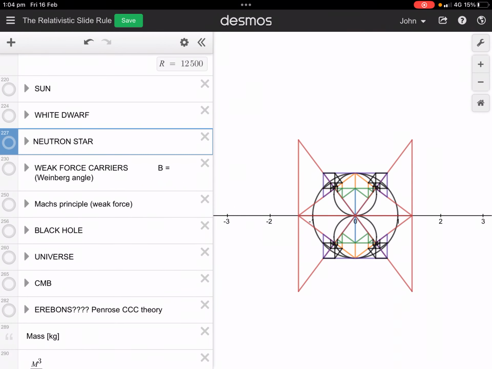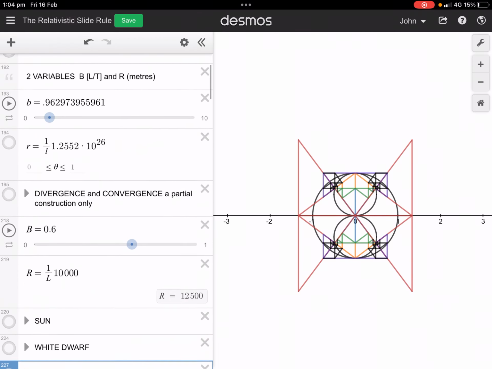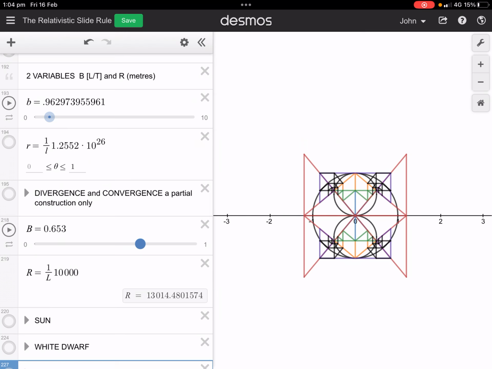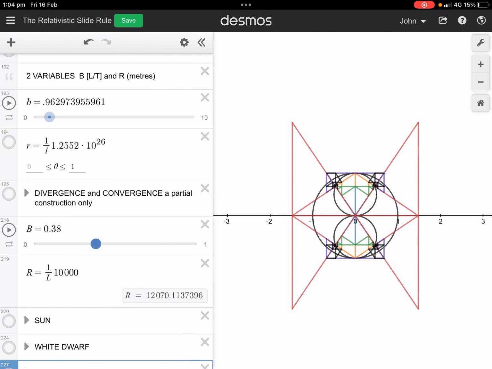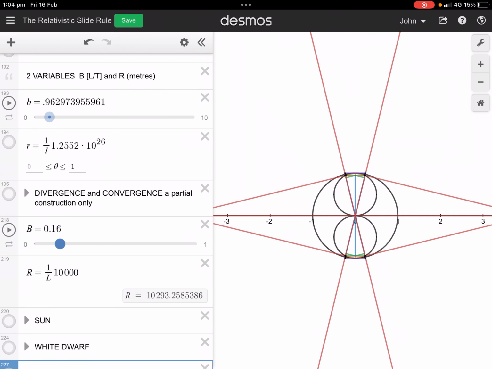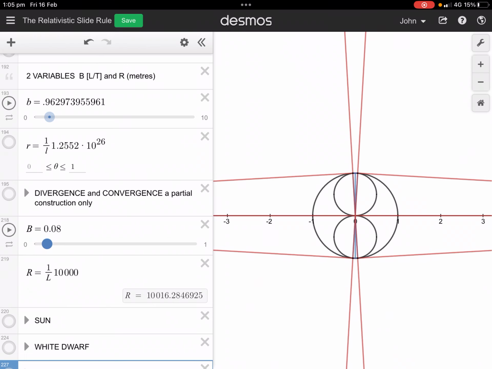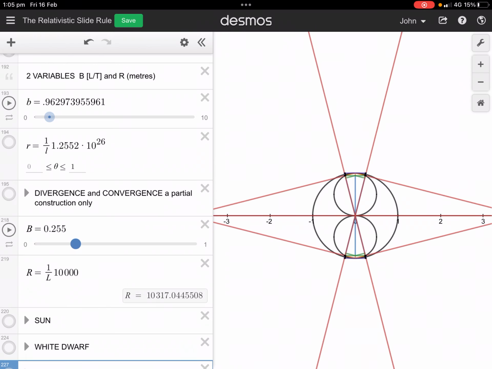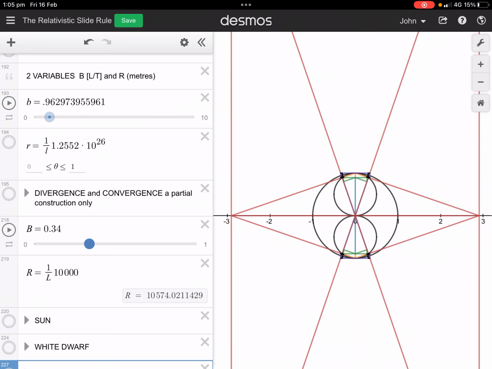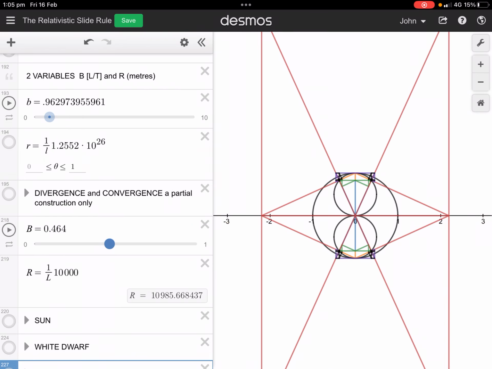Okay, so that's a neutron star. Just notice what this relativistic slide rule is doing. It's getting bigger, see? Whereas right in the beginning, when we were talking about Earth and galaxies and stuff, it was way down here. It's very little gravity. But now we're starting to get some serious gravity. You can see that it's getting bigger and bigger and bigger like that.